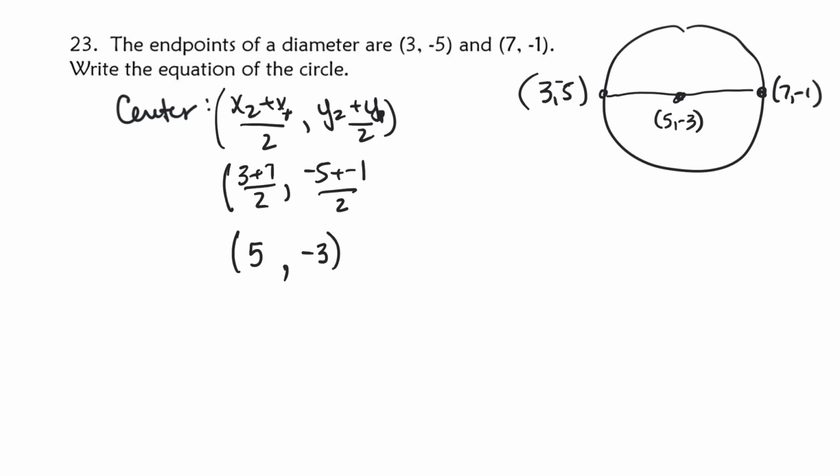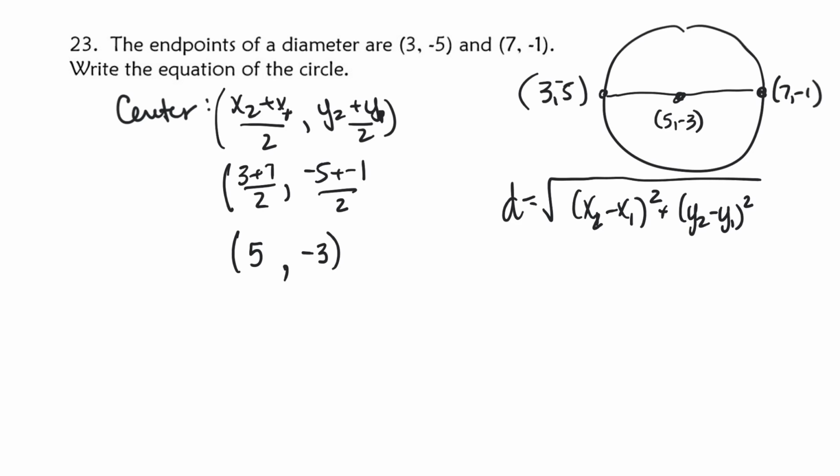Now I need to know the length of my radius. So I'm going to use my distance formula. I'm going to write that out here. So it's the difference of my x's squared plus the difference of my y's squared. I'm going to use my center, obviously, and I'm going to use this point here just because having 3's and 5's in both the x and the y can get kind of confusing. So difference on my x's, I'm going to do 7 minus 5 squared plus the difference of my y's, -1 minus -3 squared.